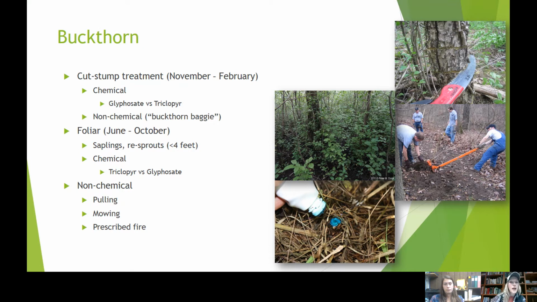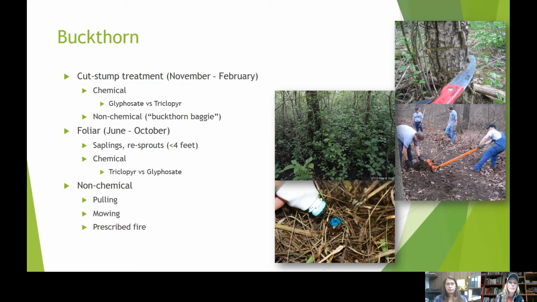Then we also do foliar applications. So this involves filling something like a backpack sprayer with chemical, and you're applying the chemical to the leaves, the foliage directly. This is a control technique that is most effective June through October. So throughout the active growing season and just before leaf off or fall dormancy.